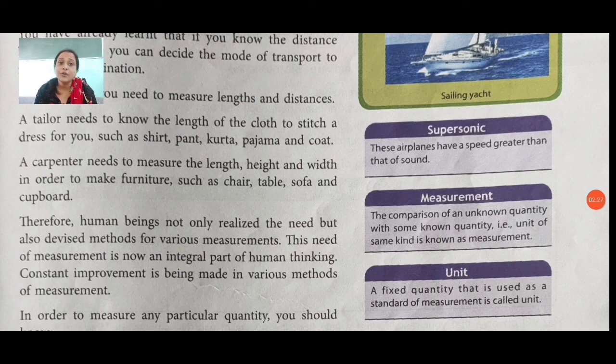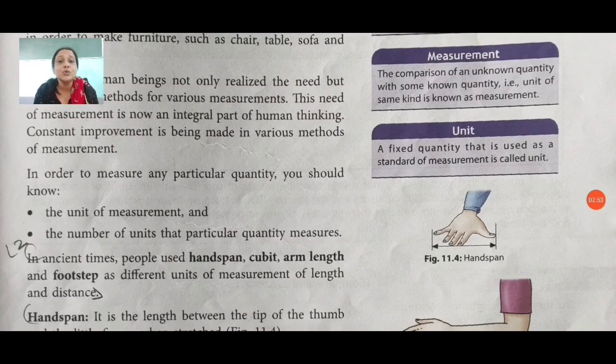Therefore, human beings not only realized the need but also devised methods of various measurements. Like transport, in measurements we also have various types of measurements available. This need of measurement is now an integral part of human thinking. Constant improvement is being made in various methods of measurement. In order to measure any particular quantity, you should know the unit of measurement, and the number of units in that particular quantity.